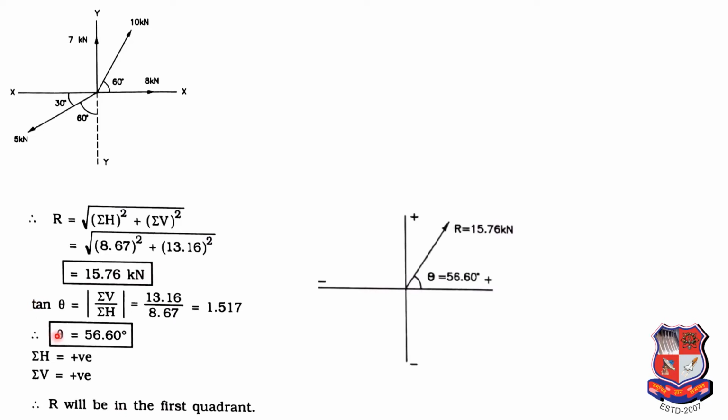And your tan theta will be mod sigma v upon sigma h. So 13.16 upon 8.67 is equal to 1.517. So theta will be tan inverse 1.517. So theta is equal to 56.60 degree. Sigma h positive, sigma v positive. So we know that R will be in the first quadrant.